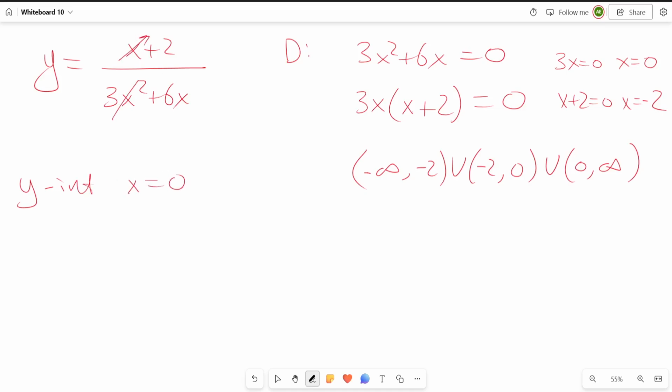So this is 0, this is 0, this is 0. So it's going to be 2 over 0, which is undefined. So I will not have any y-intercept. And the interesting part is here.